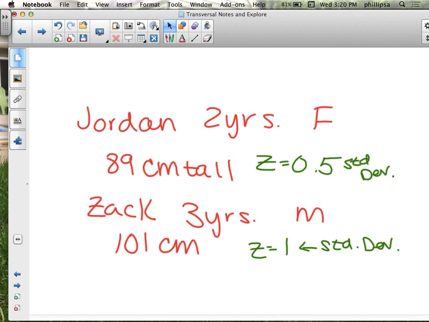So it allows us to compare two things that normally would not be able to be compared. And that's it for z-scores. We'll keep working on these things, though.